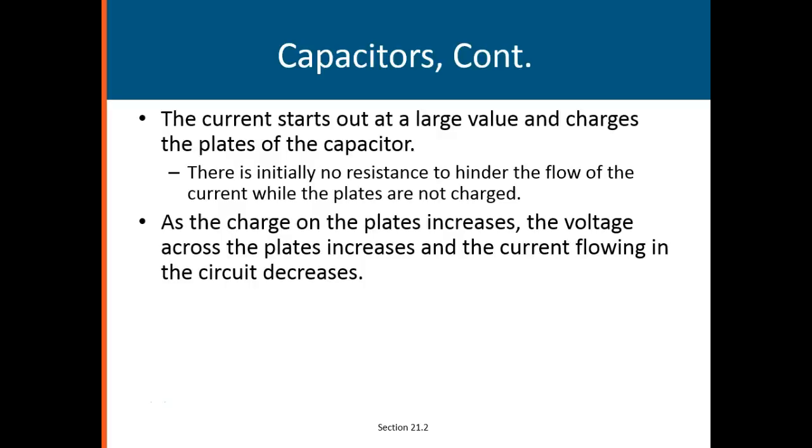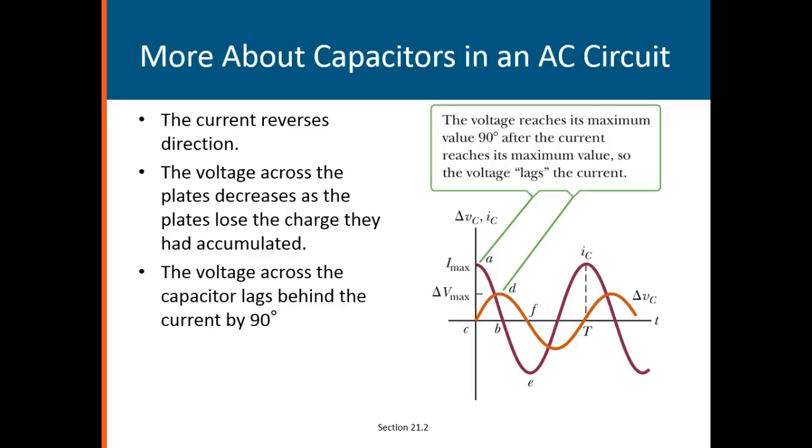Now, the current starts out at a large value, okay, and charges the plates of the capacitor, just like it did in the DC circuit. There is initially no resistance to hinder the flow of the current while the plates are not charged. However, as the charge on the plate increases, then the voltage across the plate increases, and the current flowing in the circuit decreases, just like it did for a direct current, right? Right? Okay? Now, what happens next? The current reverses its direction then, okay? And now the voltage across the plate decreases, so the plates lose the charge they had accumulated.